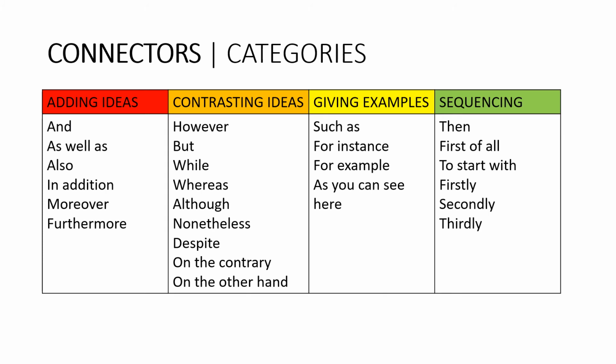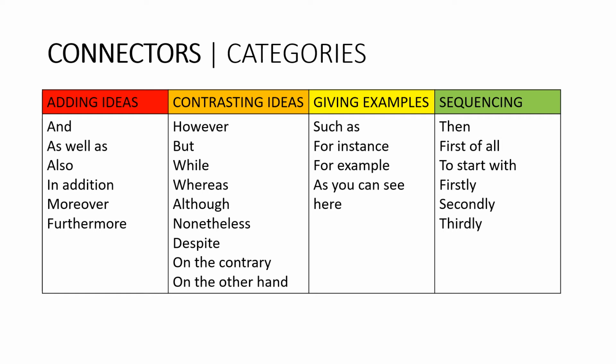Following this overview, we have created a number of categories so that you have an overview of which connectors belong to which category and so that you know how to use them in which situations. So if you would like to add ideas, you can frequently use and, which is the most common connector, but also connectors such as as well as, in addition, moreover, and furthermore. We'd like you to expand your knowledge of connectors so that you can more easily switch between connectors and diversify your use of them. Then there are the categories of contrasting, where we already gave the example of though, or nonetheless, on the contrary, on the other hand.